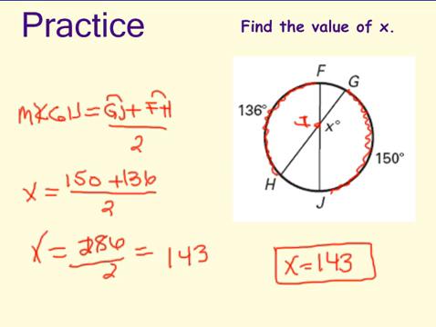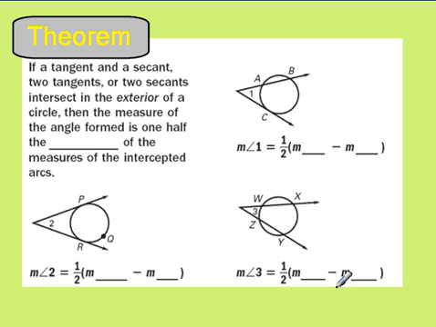One last set of theorems, and this has to do with tangents and secants. So a tangent and a secant, two tangents, or two secants. Now, even though it looks like three different theorems, they're really all going to be similar to one another. So if you have any of these scenarios and they intersect with the exterior of the circle, then the measure of the angle formed, angles 1, 2, and 3, is going to be 1/2 of the difference of the intercepted arcs.